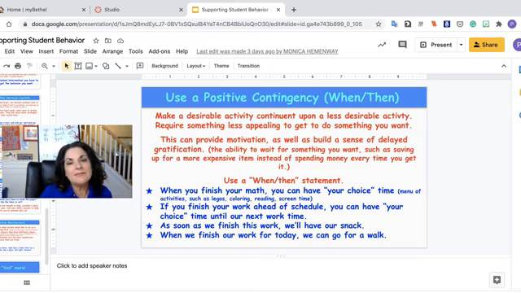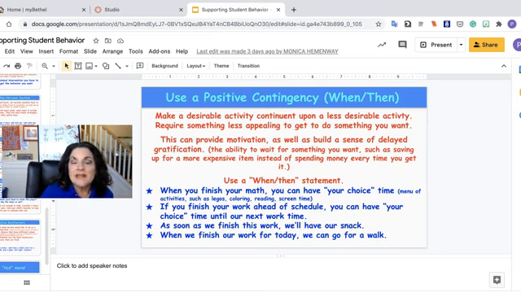So you want to be mindful of that when you're working at home. And you can say things like, when you finish your math, you can have your choice time, and then maybe you have a menu of options. Posting those menus, that menu of choices is great. Teachers do that in the classroom. You can have them in a notebook. You can have them posted up on the wall.